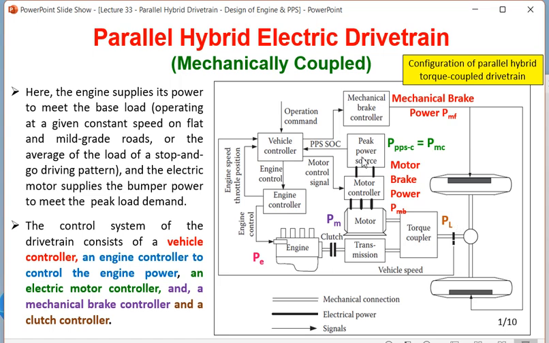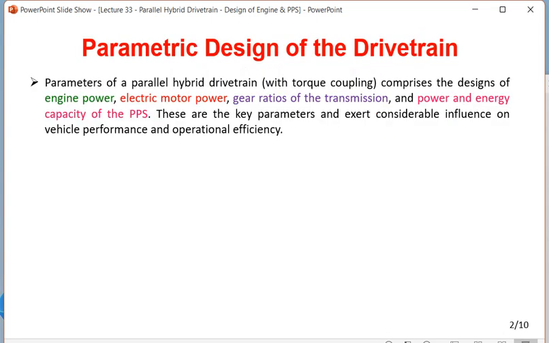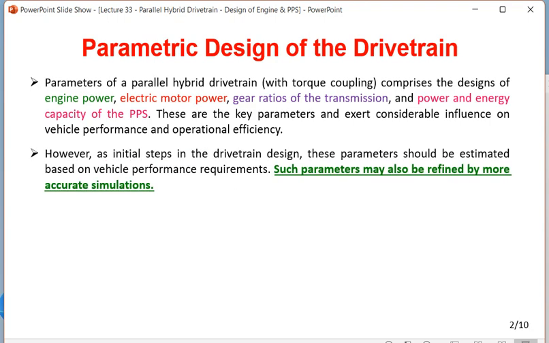So with all this basic understanding, we are going to go for design parameters. We are going to see the parametric design of the drivetrain, and there are many components. What are the components we can find here? Design of engine power, design of electric motor power, gear ratios of the transmission, which we generally denote by eta, and power and energy capacity of the PPS. These are the key parameters and exert considerable influence on the vehicle performance and operational efficiency.